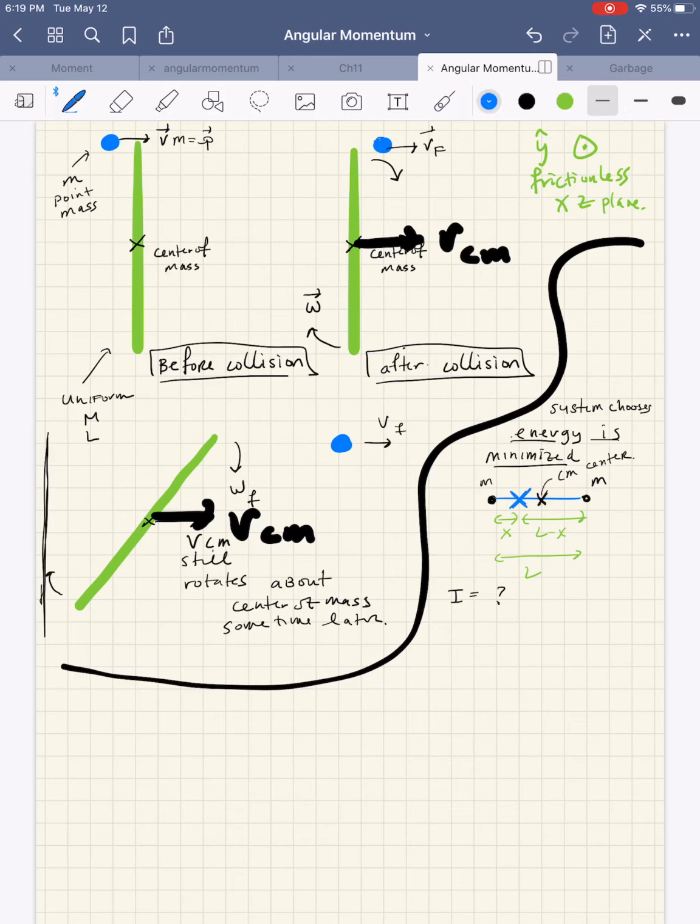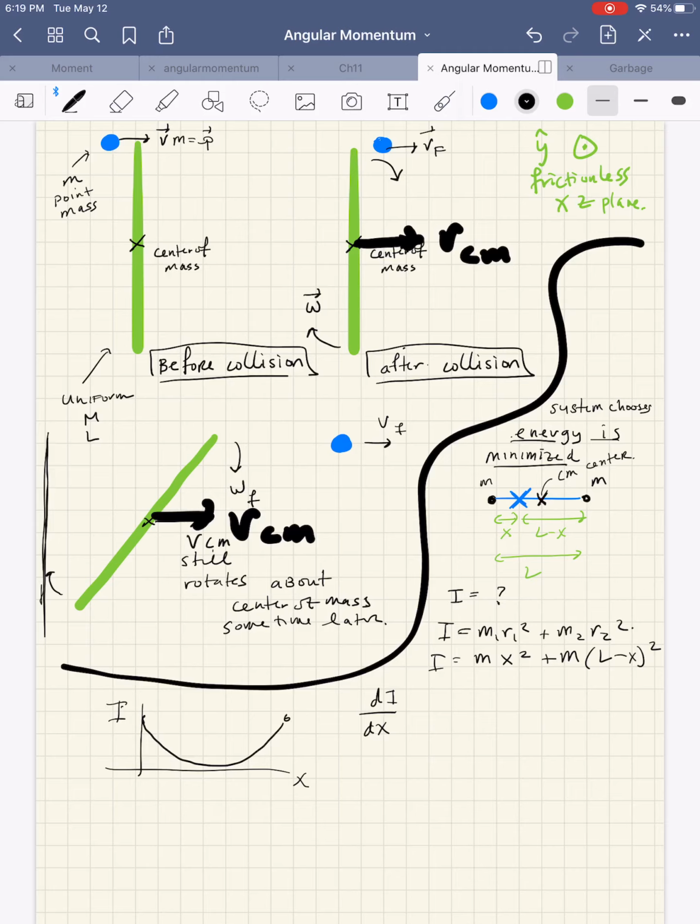So let's find the moment of inertia of this system. It's 2 point masses. So here it is. The first point mass is m, and it's x away from the axis of rotation, which again is marked in blue. The second mass is m also, and it's L minus x away from the axis of rotation. So now I'm going to take a derivative of I with respect to x. If I plotted I as a function of x, it's going to look like this, just so you guys know.